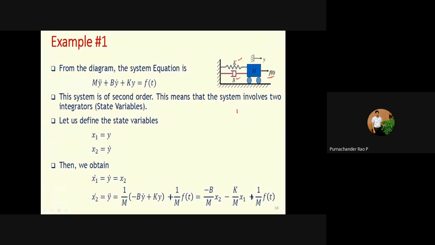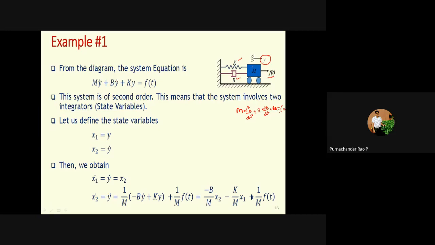Normally m into d square x by dt square plus b into dx by dt plus constant k into x is equal to f of t. Here, instead of x, y is given, so we are taking it as d square y. So you are getting m into y double dash plus b into y dash plus k into y is equal to f of t. This is the energy balance equation for the given mechanical system.